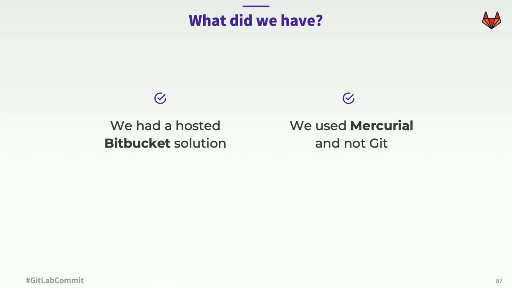So what did we have before GitLab? Due to historical reasons, we didn't start with GitLab or GitHub. We actually started with Bitbucket, and we used the hosted solution. Our founders decided to go with Mercurial because it was much easier to go faster with it, because they thought that the command line that Mercurial is providing is much simpler than the Git one.